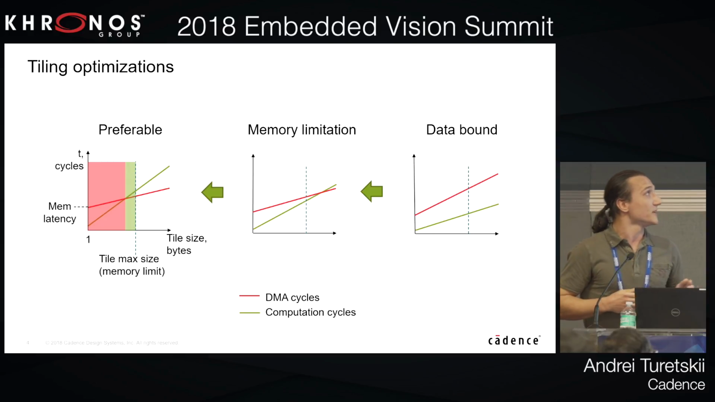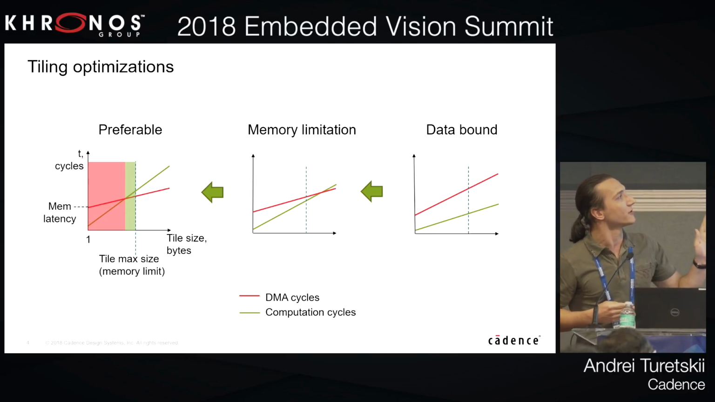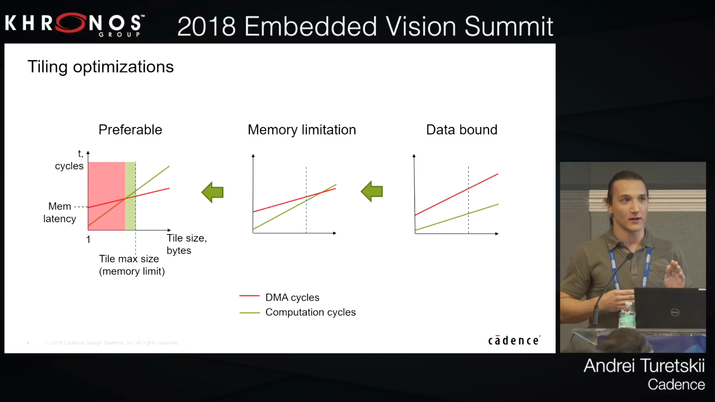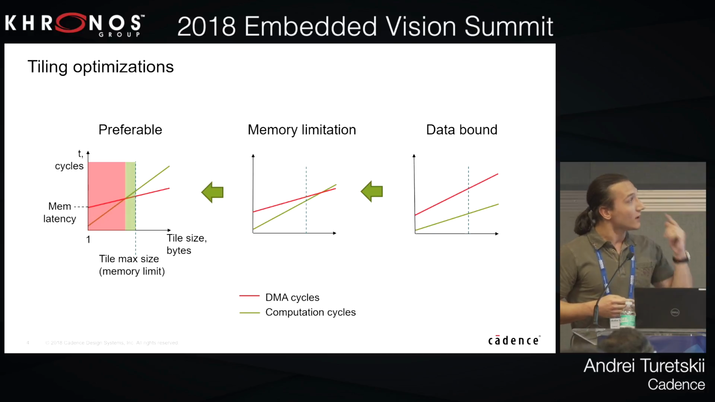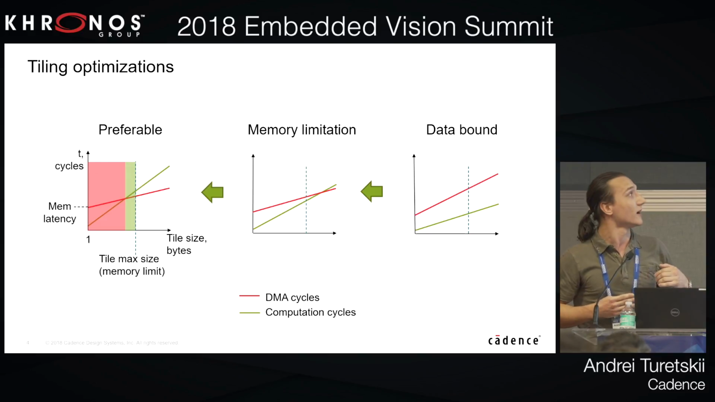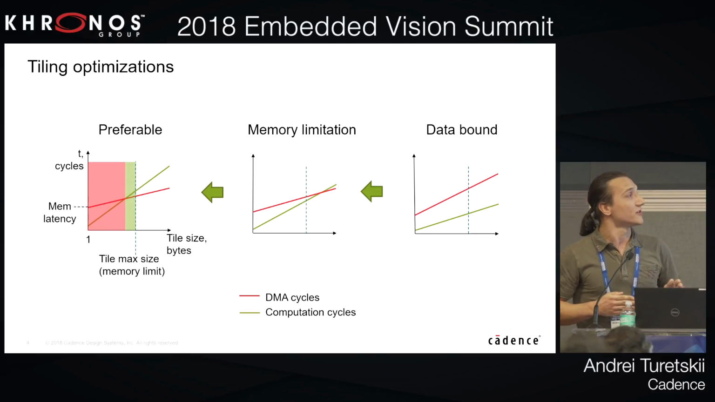So on the left, you can see a preferable case where the green line crosses the red line to the left of a vertical dashed line, which shows the maximum tile size based on local memory capacity. So in this left case, we can choose a tile size big enough within this green zone, so that computation time is longer than memory waiting time. That means our core can do computations without interruptions.